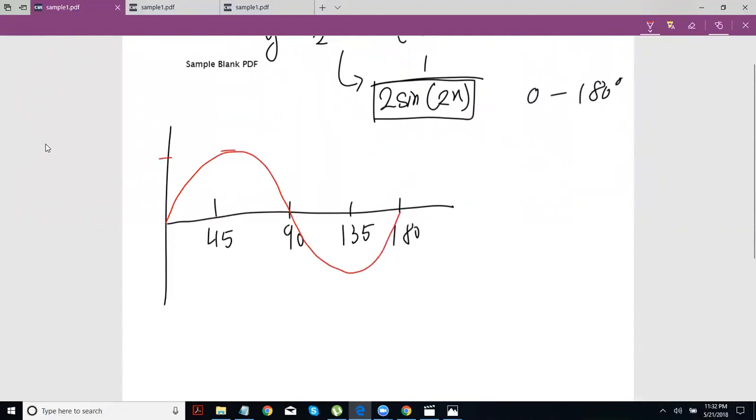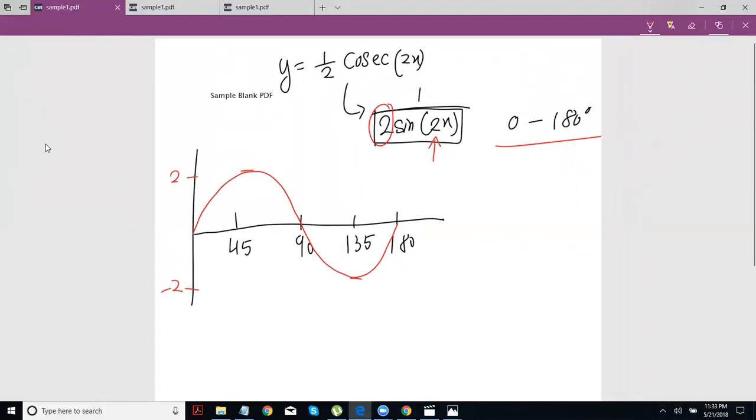And understand that this point is 2 because of this. This point is again minus 2, right? It's going to make 2 cycles in 360 degrees or 1 cycle in 180 degrees because of this 2 right here. If you recall your AS math, and I've just drawn it for 0 to 180 degrees. Now you do the same thing that you did before. Wherever this is 0, you have to draw an asymptote.